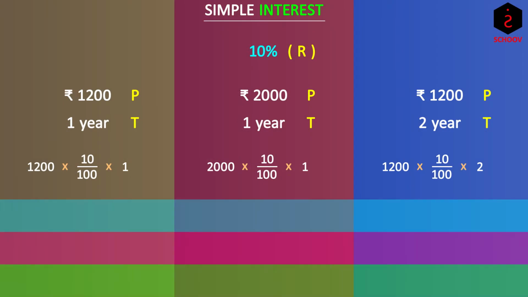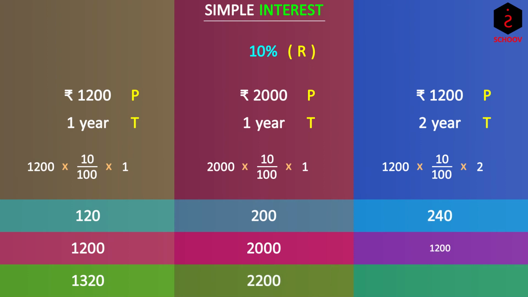So in the first case, original is 1200. Hence total money or amount to be returned is 1200 plus 120, 1320. Second case, 2000 plus 200, 2200. And third case, 240 plus 1200, 1440. This rate is for every year. Hence it is called per annum.